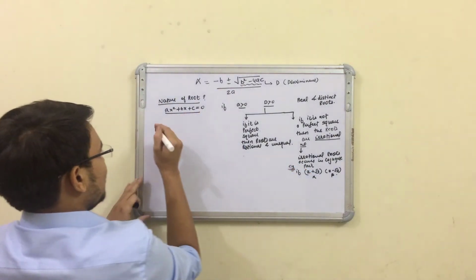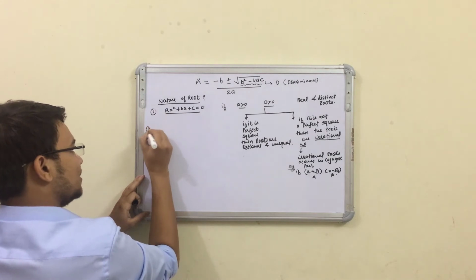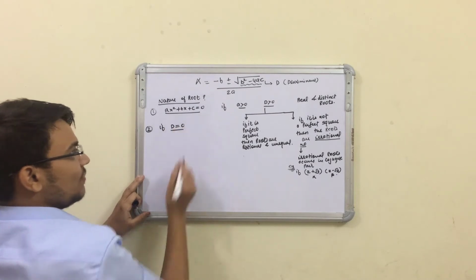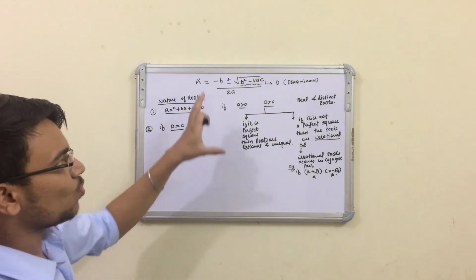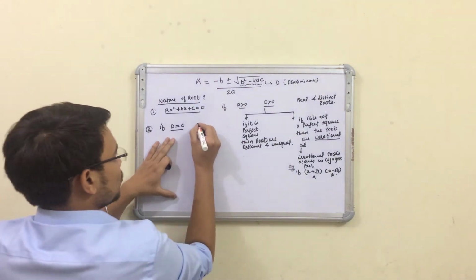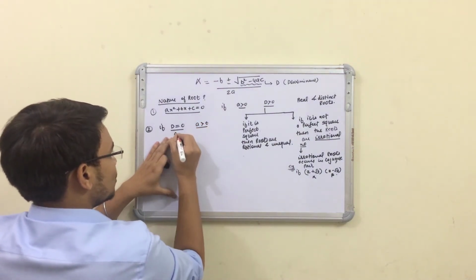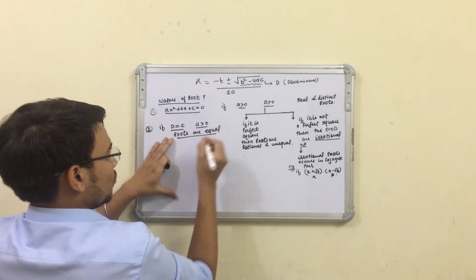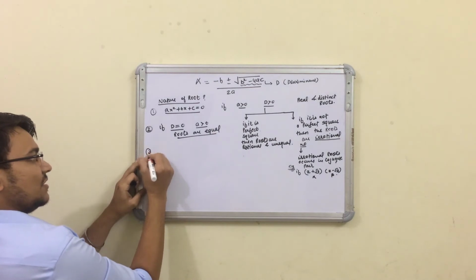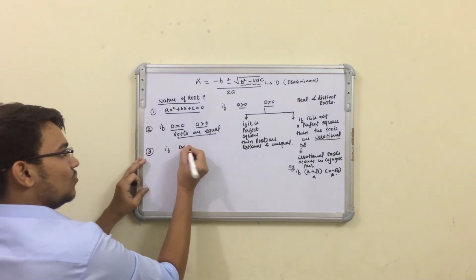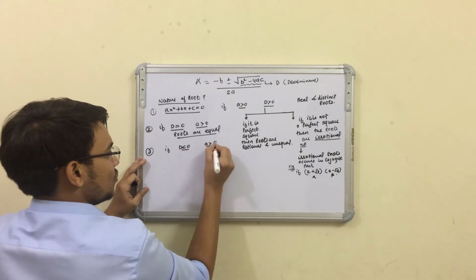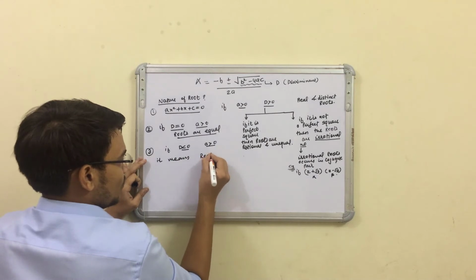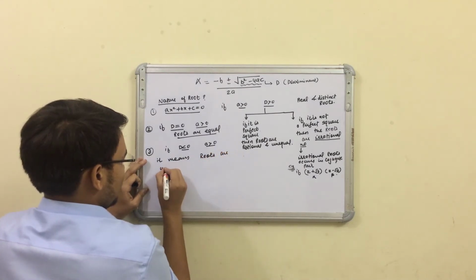And this is the first case, now consider the second case. If D is equal to 0, it means that roots are equal. Okay, if D is equal to 0 and a greater than 0, then roots are equal. And third is if D less than 0, a greater than 0, it means roots are imaginary numbers.